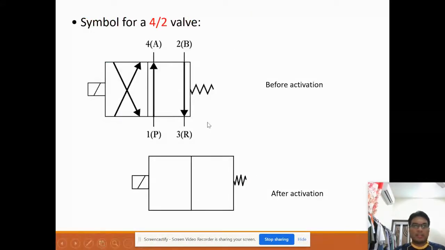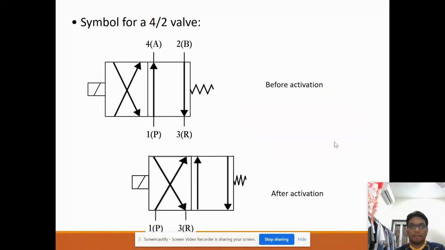This is another symbol, for the 4/2, where there are 4 ports: 1P, 2B, 3R, and 4A. There are two conditions, before and after activation. This is before the activation. After the activation, you can see over here how it happens. This will be the condition after the activation. You just move this symbol.